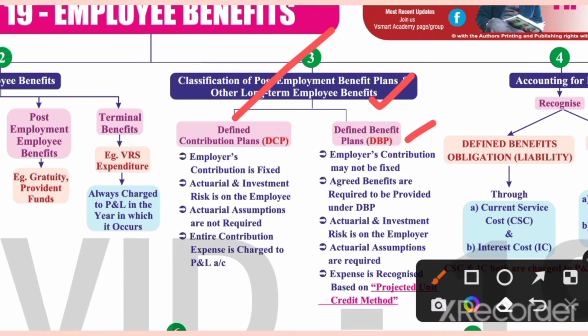What is the difference between the defined contribution plan and a defined benefit plan? In a defined contribution plan, the employer's contribution is fixed, whereas in a defined benefit plan it may not be fixed and is variable. Actuarial and investment risk is on the employee under a defined contribution plan: if the actuary estimates low, or the investment does not provide enough returns, the employee bears that risk. But in a defined benefit plan, the agreed benefits are required to be provided.